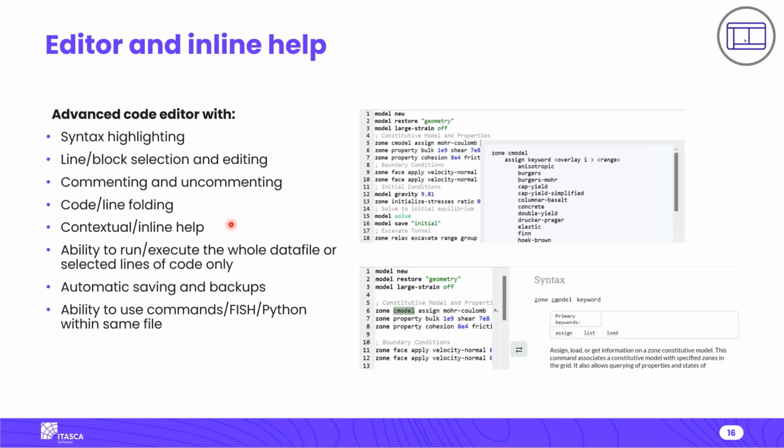FLAC2D also does automatic saving of data files when you execute them, and also does periodic backups. And you can use commands, FISH and Python within the same file, even though if you use Python, the file has to have extension .py.